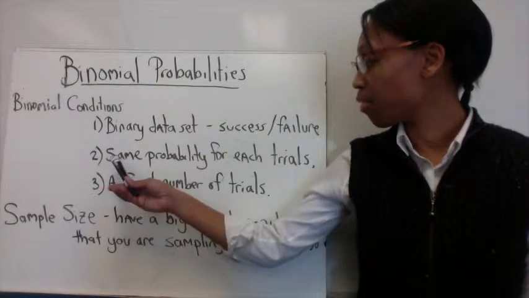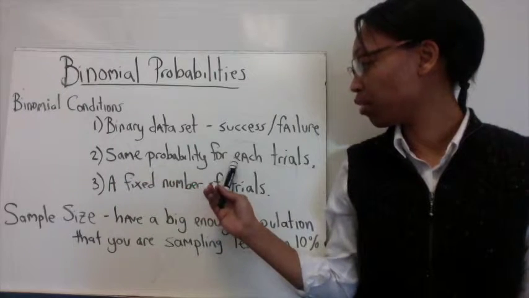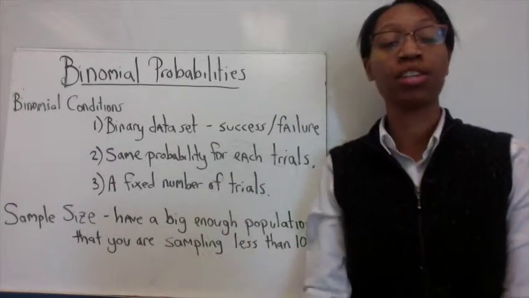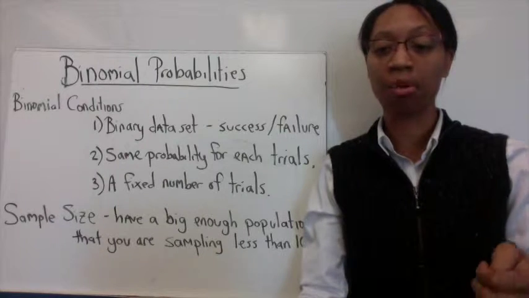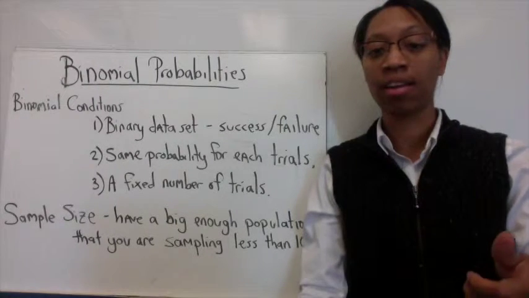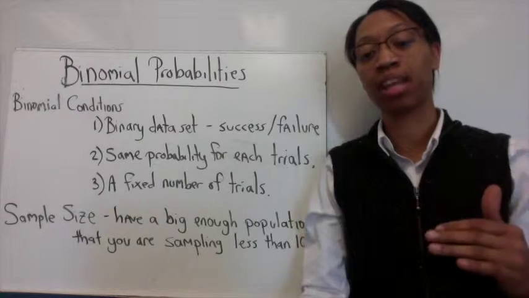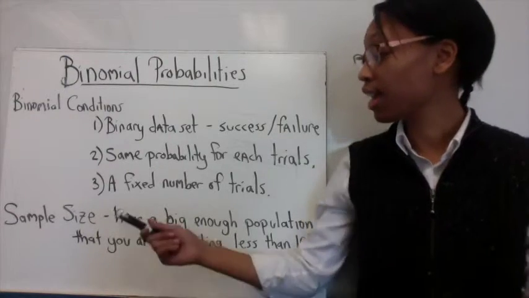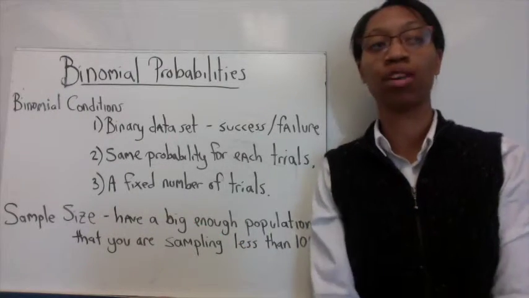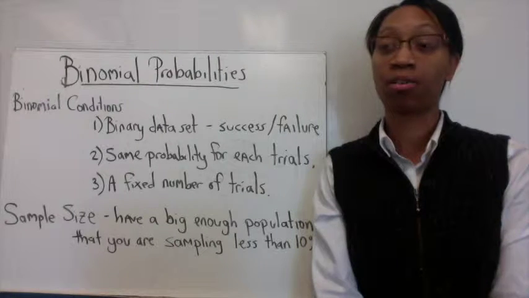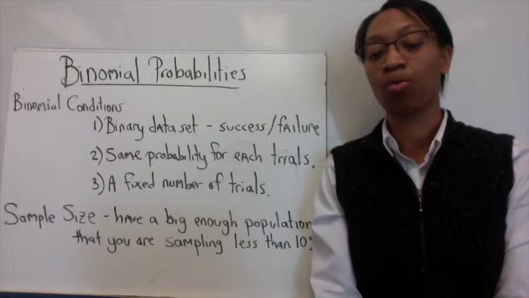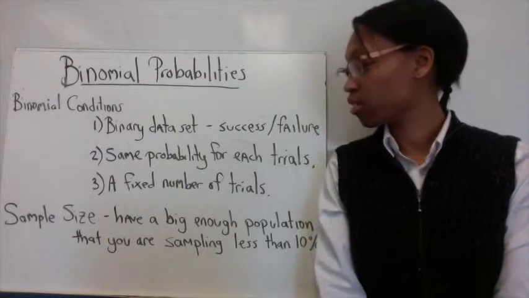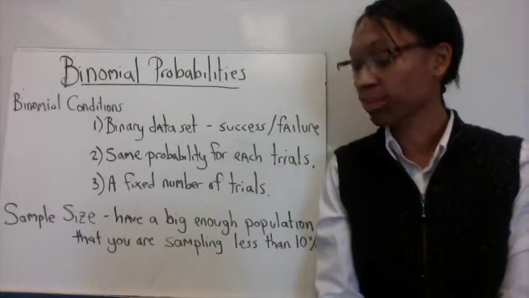Secondly, they need to have the same probability for each trial. So each time you're doing the same thing over and over again, each time you're flipping that coin in the same way, so that the probability remains the same for every trial. And last, there needs to be a fixed number of trials. We're not talking about an infinite number of trials, or not knowing the number of trials. It has to be a fixed number.